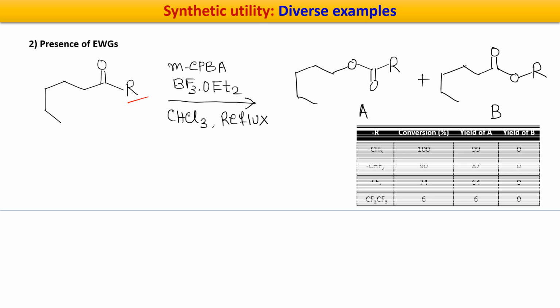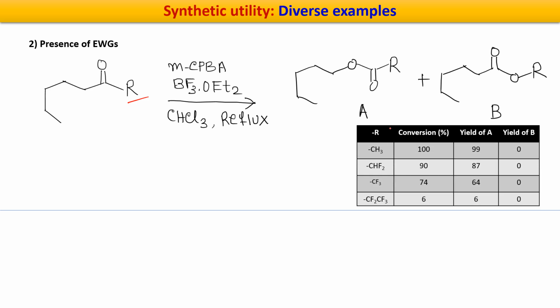So look at this table. When we are changing this R from methyl to CHF2, then CF3, then CF2CF3, that means we are gradually increasing the number of fluorine electron withdrawing groups. Now the interesting part is, when it is methyl, we expect that this group will be the migrating group, right? That you already know. So A should be the product because oxygen is inserted between this long chain and this C double bond O, and B we should not get.